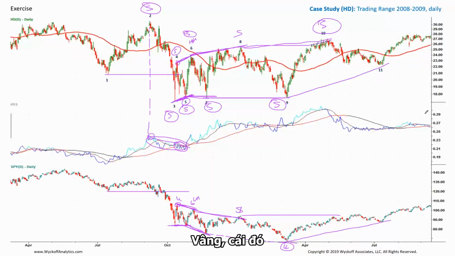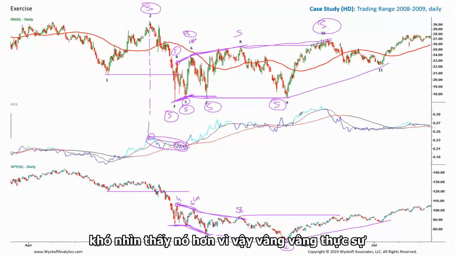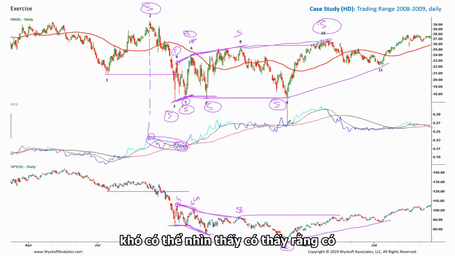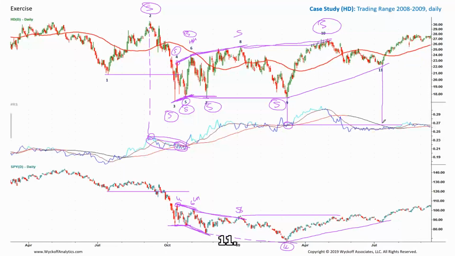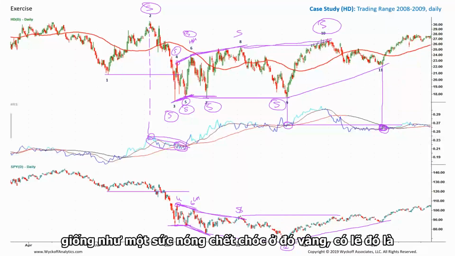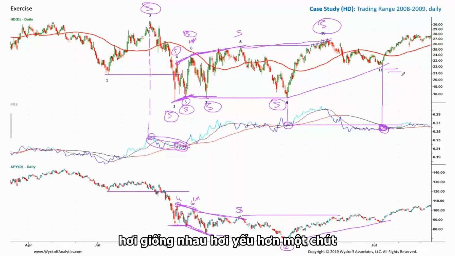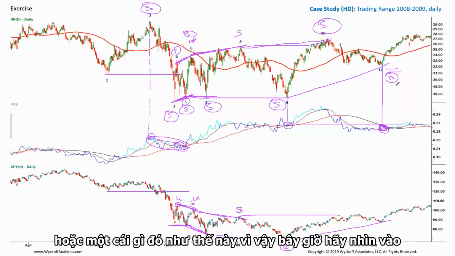Harder to see, really hard to see. So you'd have to use the relative strength. Look at 11. Wow, pretty similar. Looks like a dead heat there, maybe slightly the same or slightly weaker or something like this.